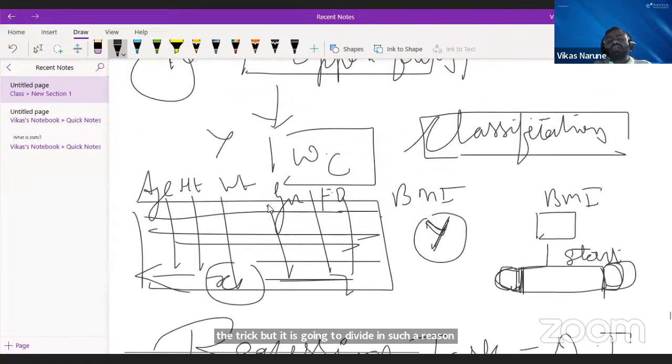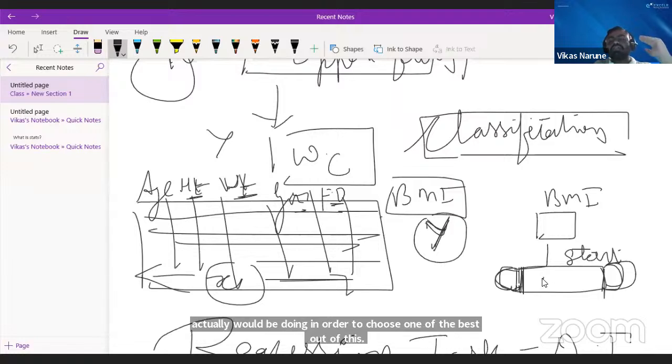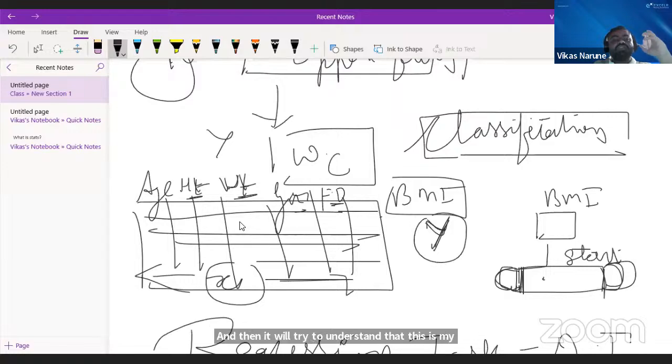Now coming back to our equation: when I am trying to predict the BMI, which feature should I use first? Should I go for age, height, weight, gender, or food pattern, which will become my root node? Any clues, guys? What would the decision tree do in order to choose the best one out of these and understand that this is my starting point? Which feature will become the starting point?